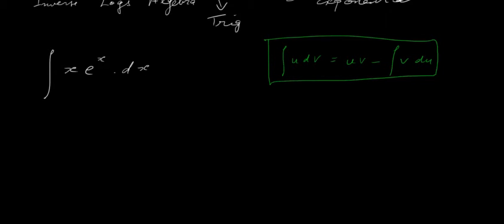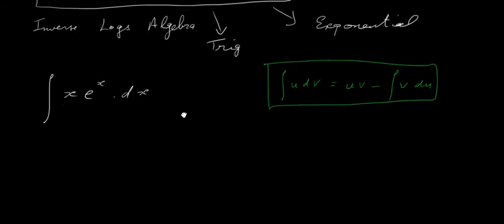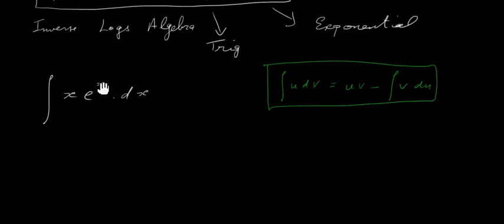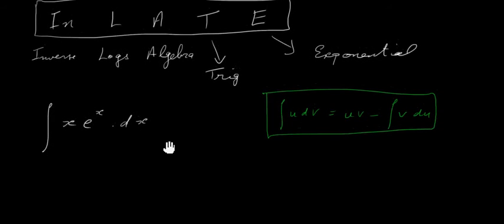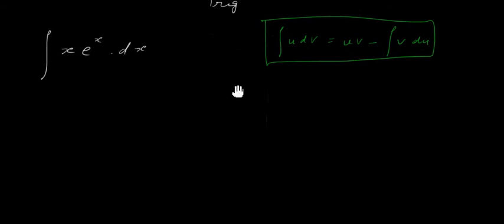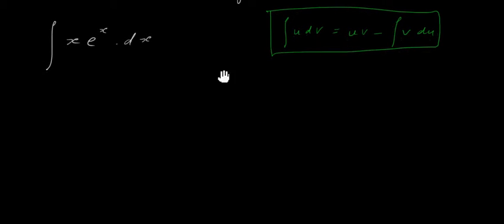Okay, so let's start. The first thing we need to do is look to see, do we have these functions in the correct order? You can see there's a function of x here and a function of x here. This is an algebraic function, and this is an exponential function. Algebraic functions come before exponential functions, so this is in the correct order, and we can proceed with our formula.